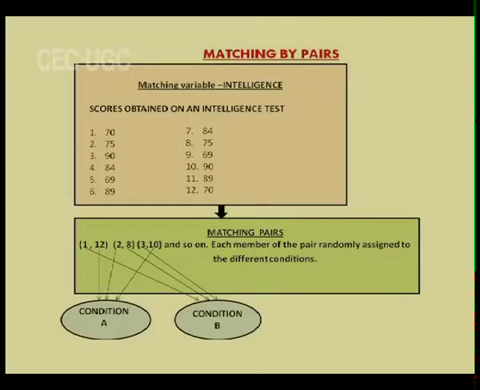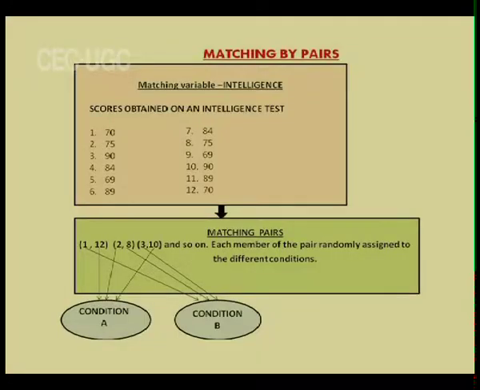If you can see the slide, you will see that a number of intelligence scores of the subjects are obtained. In the matching by pairs method, you will see that there are certain subjects who obtain similar scores, say 75 and 75 or 70 and 70, and these pairs are isolated and one from each pair goes into each group. So thus there is a subject having the same intelligence level in each group, and thus the groups are equalized.